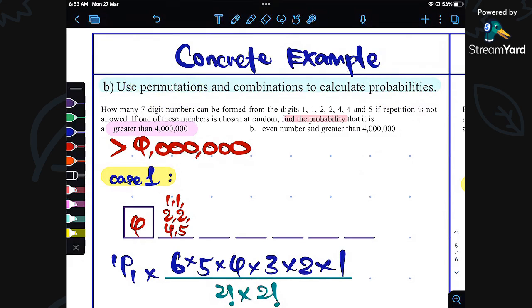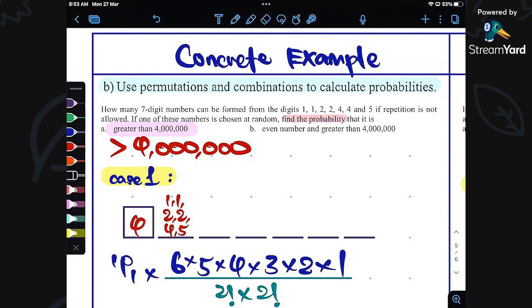So let's read this question. How many seven-digit numbers are we given here? One, one, two, two, four, four, five. There are seven-digit numbers given to you. Only these: one, one, two, two, four, four, and five. If repetition is not allowed, and one of those numbers is chosen at random, find the probability.